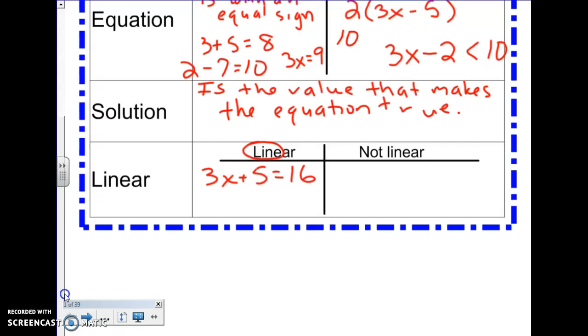Even though we don't write it in, if there's no exponent, we assume that it's 1. And anything that has an exponent of 1 is going to be linear. Not linear would be something that's a squared or a cubed function, or if the variable is underneath in the denominator. Those are examples of things that are not linear. It makes a line.